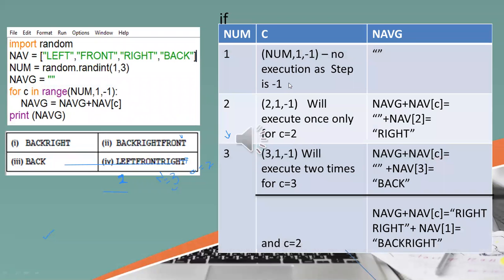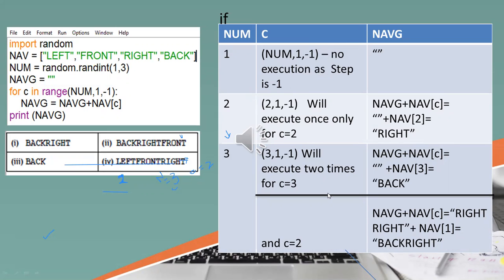Here in this table, you can see that when num is equal to 1, c will be 1, and so the loop will not be executed. When num is equal to 2, then c is equal to 2, the loop will be executed only once, that is for c is equal to 2, and the output we will get will be right. Since right is not in our option, we will leave it.